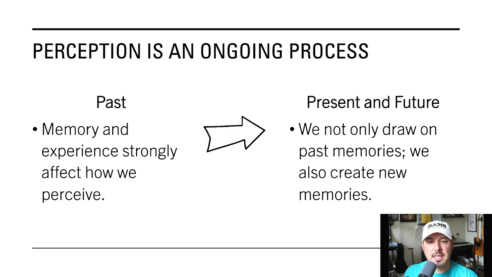In the past, our memory and our experience, as I mentioned, strongly affect how we perceive, but it's not like there's the past and now we're now and this is how we perceive it. It's an ongoing process. So for the present and the future, we're not just drawing on past memories. We're also creating new memories that are going to influence how we perceive not just the things now, but in the future, down the line.